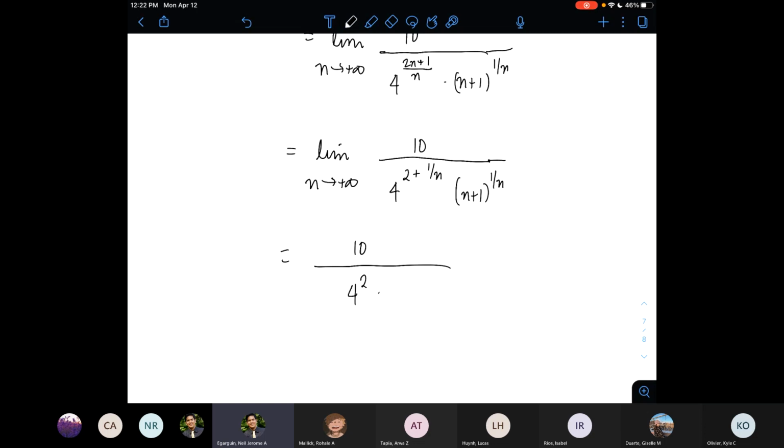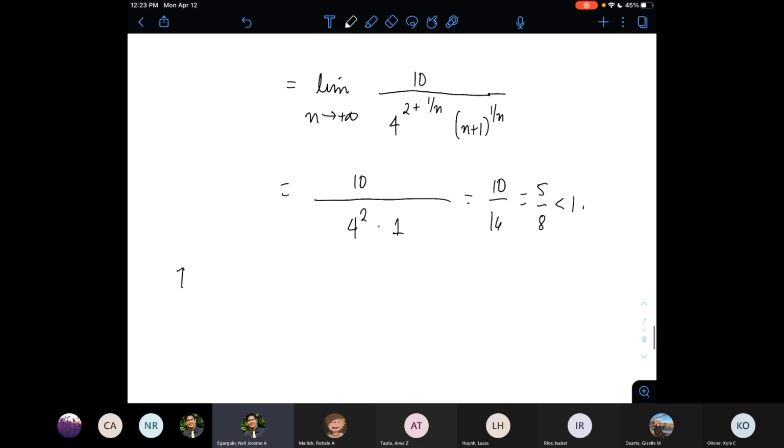All right. And then here, n plus 1 raised to the 1 over n, using the limit I've shown you earlier, or you can also use L'Hopital's to show that this will also go to 1. So essentially, this would be 10 over 16. Incidentally, the same limit as what we got for the ratio test. This is 5/8, less than 1. Thus, the series converges by the root test.